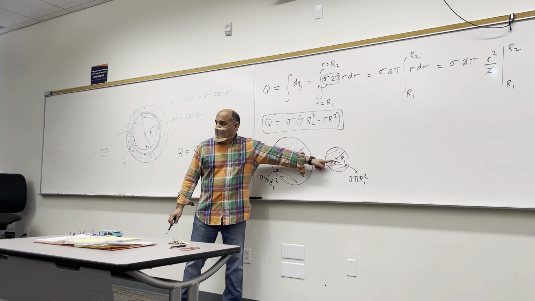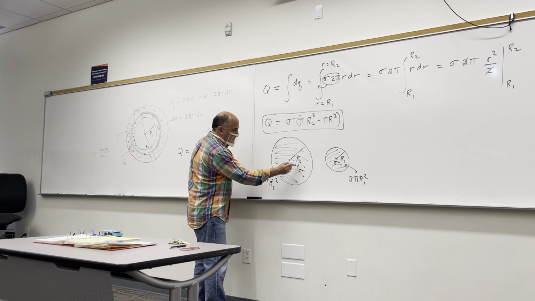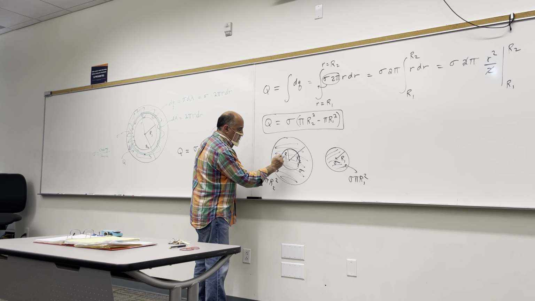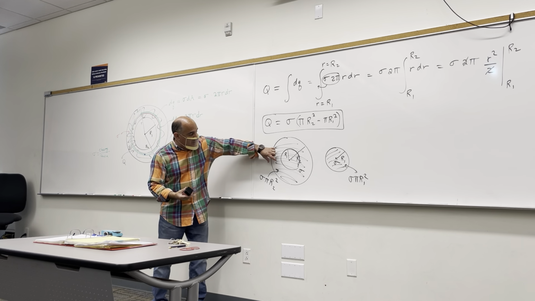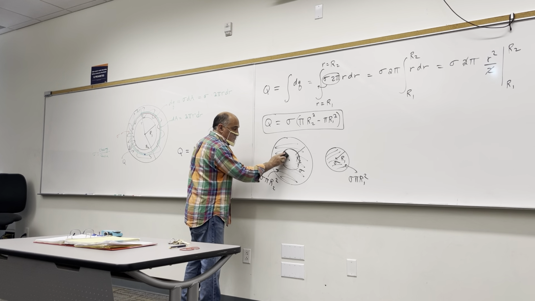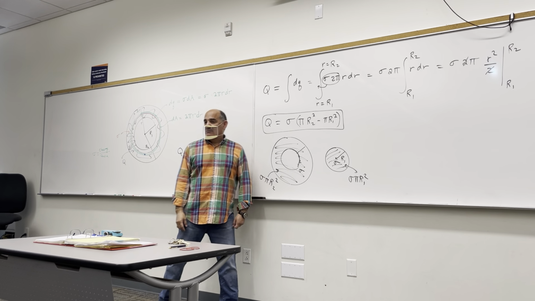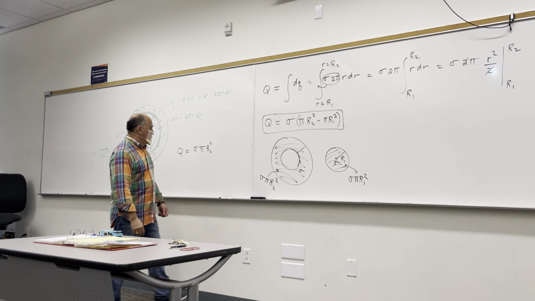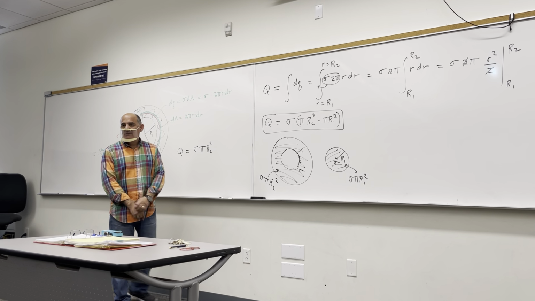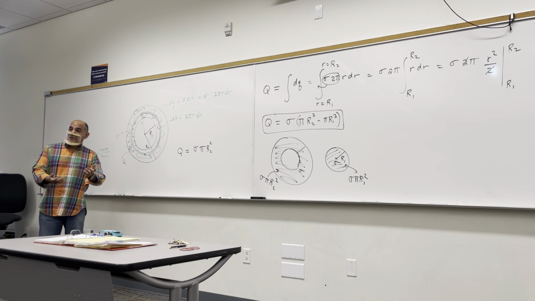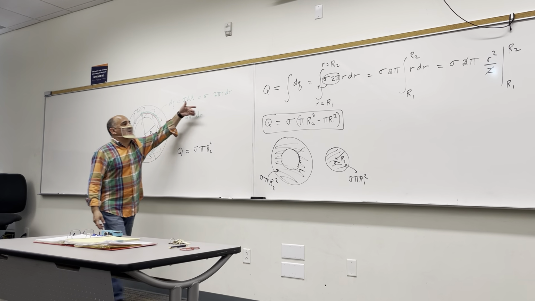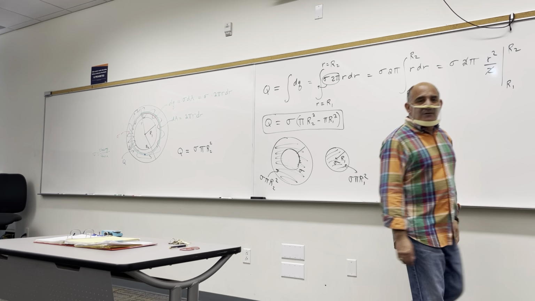I can think of this as being only here. And what do I need to do to just get the charge between them? I need to get rid of this charge, right? So I have to take this and subtract that. And that's what this is. Do you see that? That's the quick way. The longer way would be doing it formally like this.